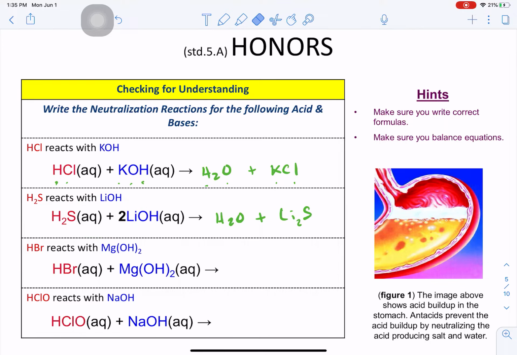Now we're going to make sure this thing's balanced. So we have 2 Li's over here. That's why we put a 2 here. Now, that makes 2 O's, 2 H's, and 4 H's. So we need a 2 here. Now we got 1 S, we got 1 S. The rest is good. This is how you do it. Okay? All right, let's do one more.